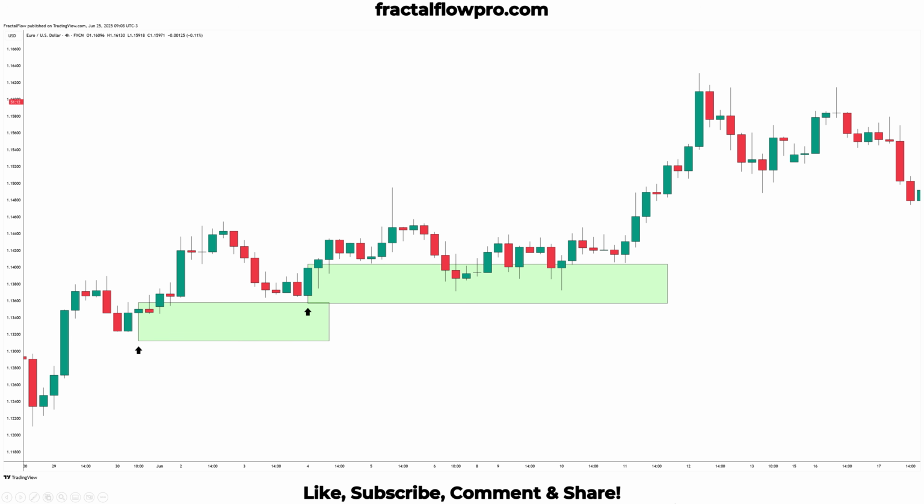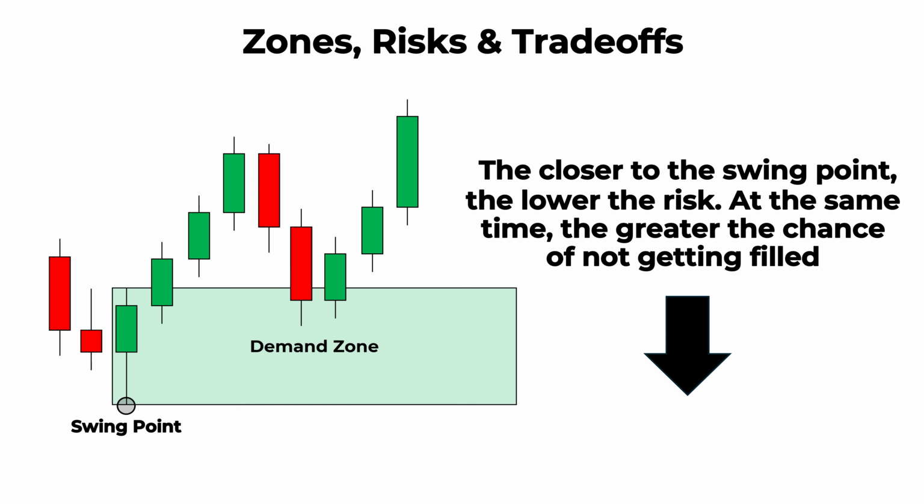There are variations of this technique. You can use different variations depending on your risk tolerance and your willingness to get into the trade. What I mean by this is that the closer you get to the swing point, the smaller your stop loss, and therefore the lower your risk. However, at the same time, the closer you get to the swing point, the greater the risk of not getting filled, simply because price might reverse before that.